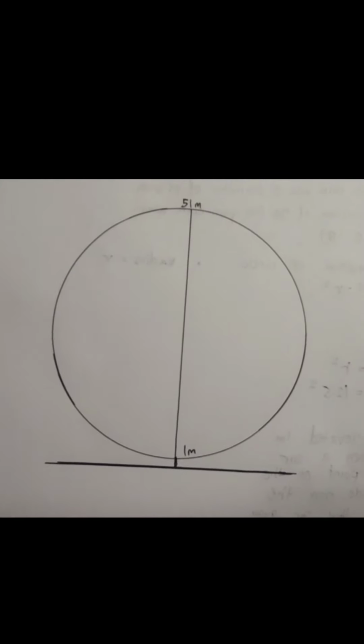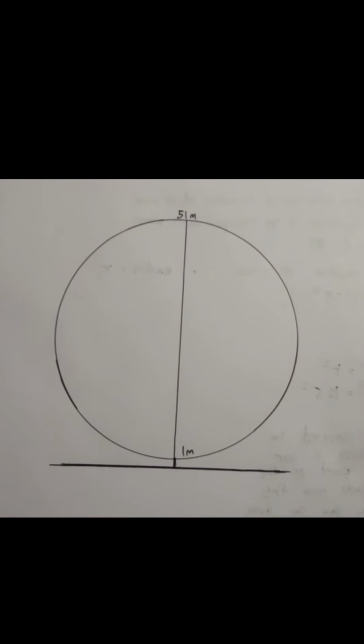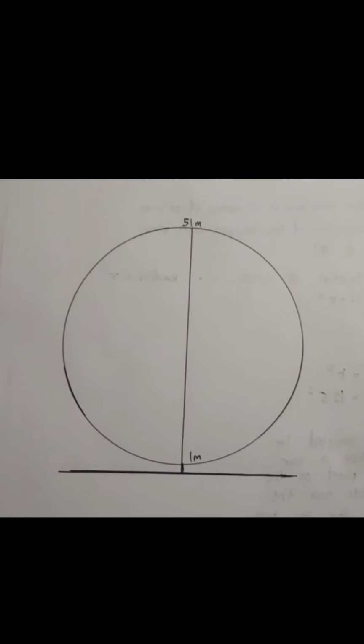As you can see, the Ferris wheel is elevated 1 meter above the ground, and the highest point of the Ferris wheel is 51 meters. From that, we can get the diameter by subtracting 51 minus 1, which equals 50. And that means our radius is 25 meters.